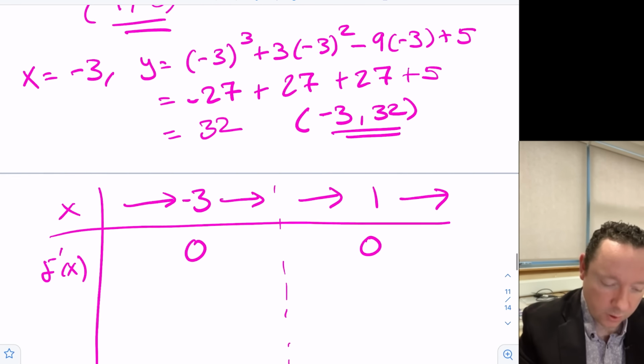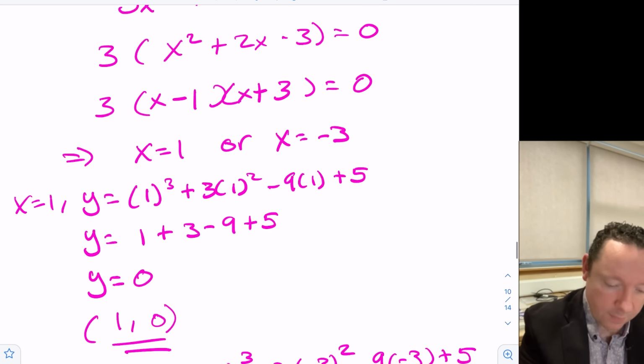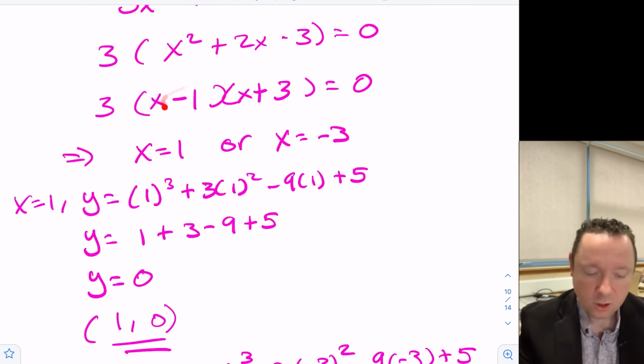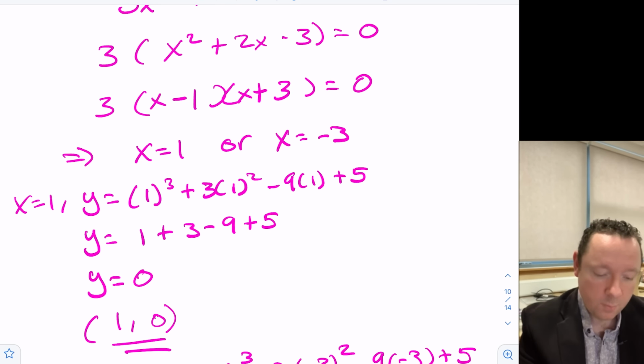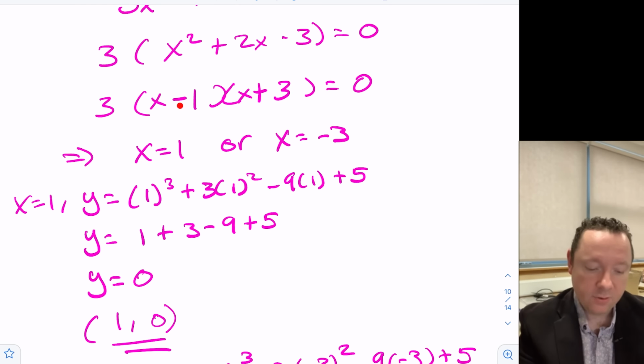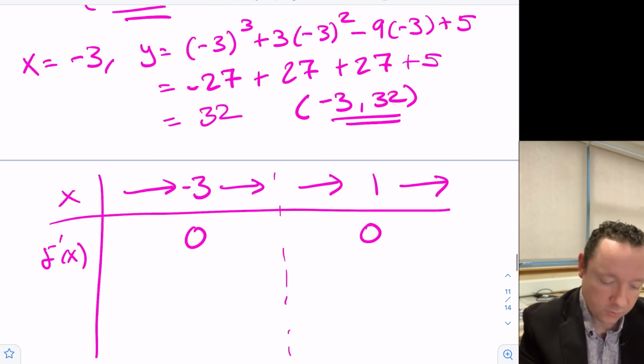So we need a number less than minus 3. Now, it's always best just to do a derivative to examine it already factorised. So just pick a number less than minus 3. Let's just pick minus 4. Minus 4 minus 1 is negative. Minus 4 plus 3 is negative. A negative times a negative is a positive. So I know it's positive before minus 3. So I can just write that.